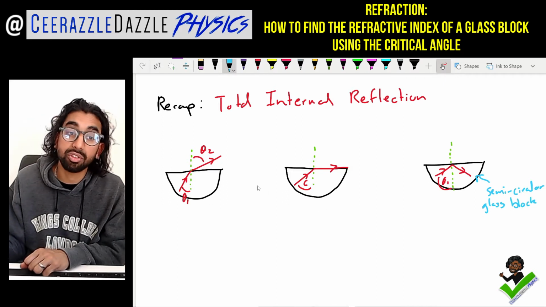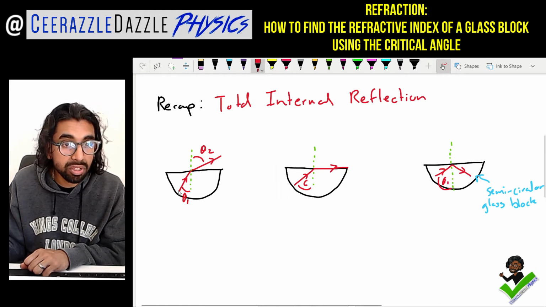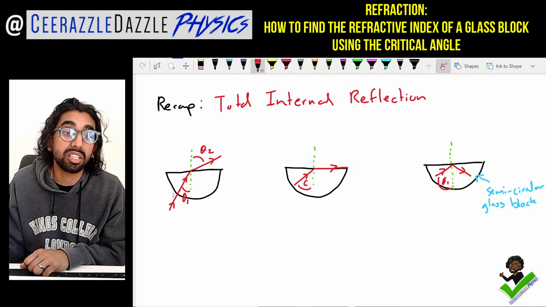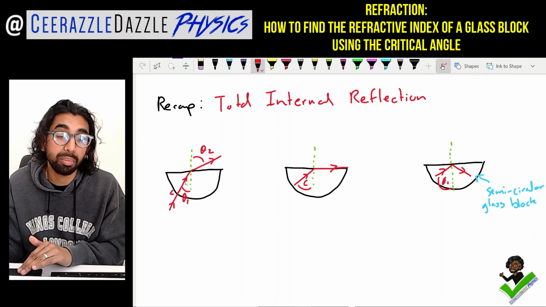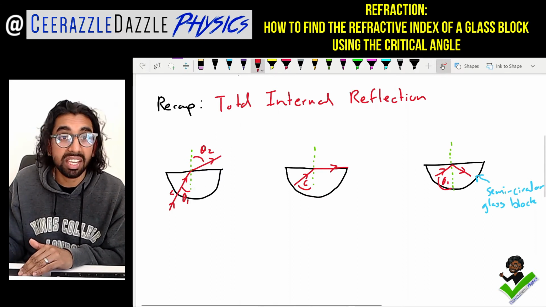It's got a curved surface. That's why there is no refraction when it enters. As the ray of light hits the glass block, it will always hit at 90 degrees. That's why there's no refraction upon entry. As you can see, we're going from the glass into air.